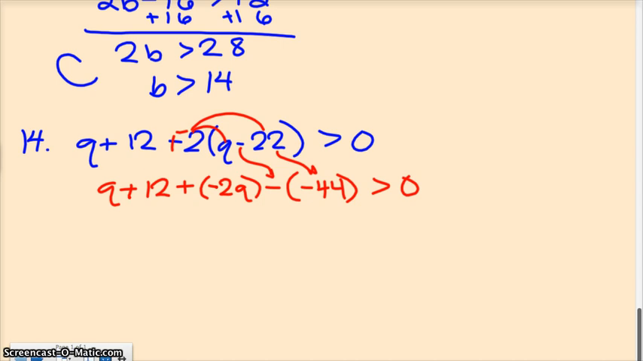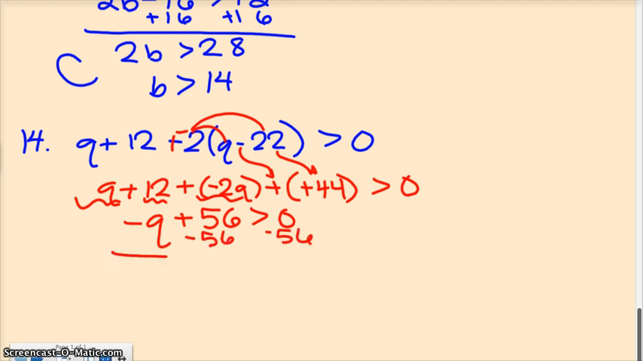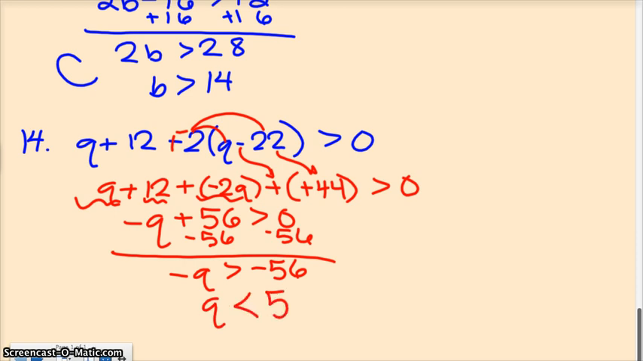Combine like terms on the same side means I do not do the opposite. q plus a negative 2q, I'm at a negative q. 12 minus a negative, that just means plus. 12 plus 44 would be 56. Negative q plus 56 is bigger than 0. Take 56 away, and you get negative q is bigger than negative 56. Now I'm going to flip it. q is less than a positive 56.